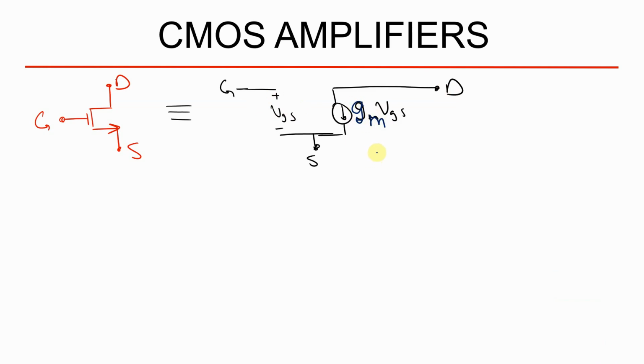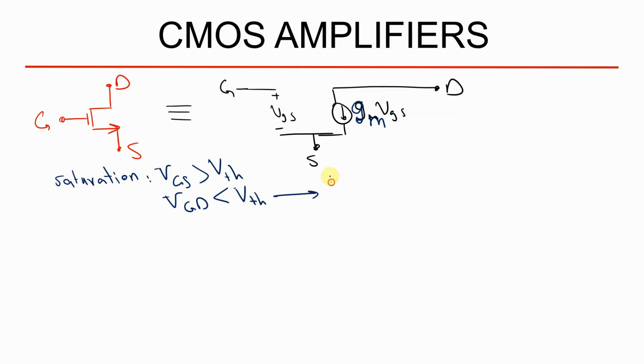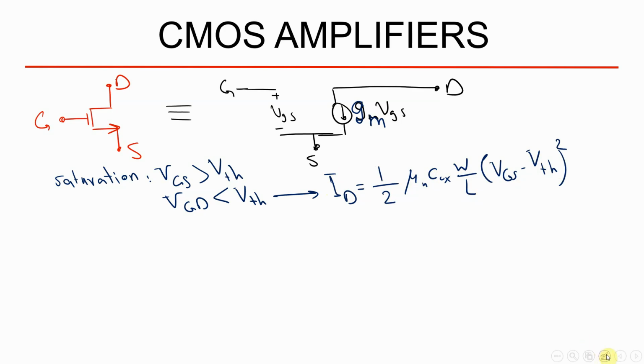This parameter is defined when the transistor works in saturation. So the condition of saturation is satisfied, which means that the gate-source voltage of the MOSFET is greater than V threshold, and also the gate-drain voltage of this transistor is less than the threshold voltage. So the drain current for this region is defined as 1 divided by 2 mu n C oxide W over L times VGS minus V threshold to the power of 2.